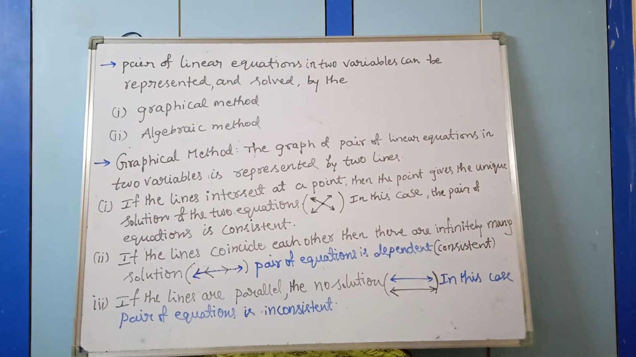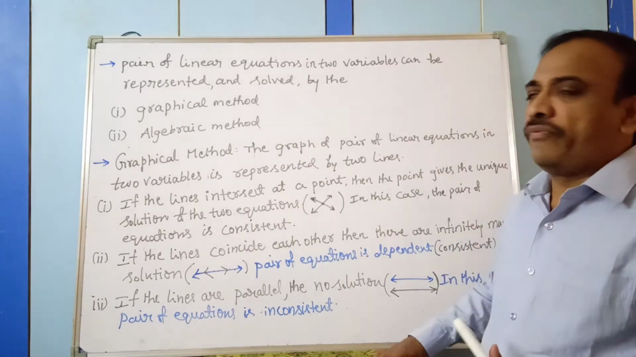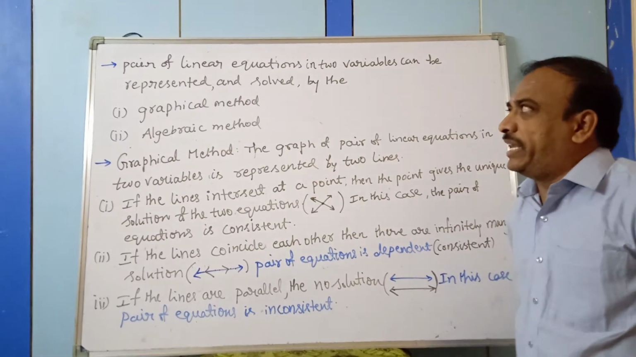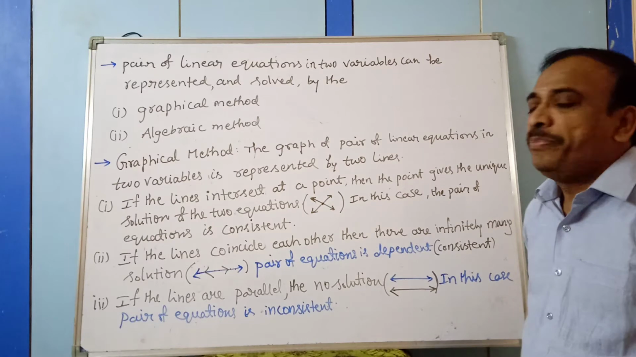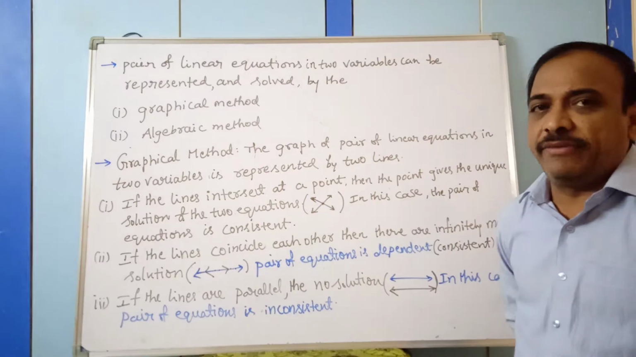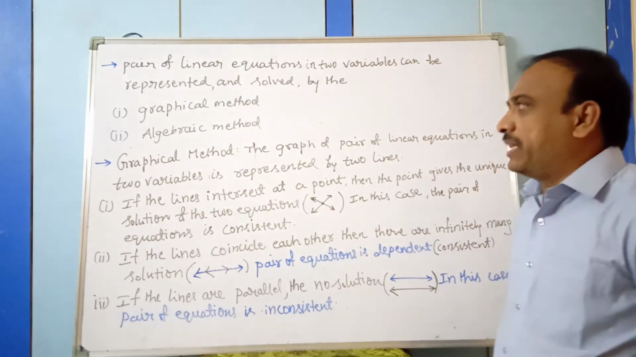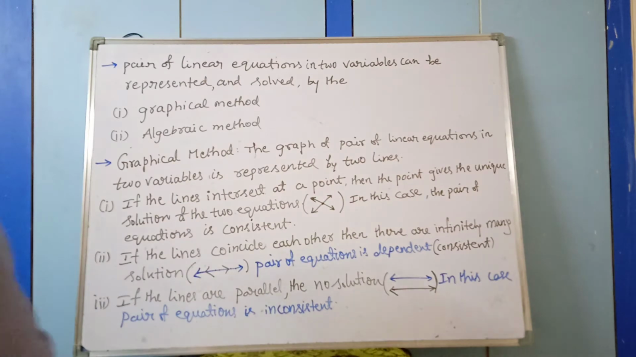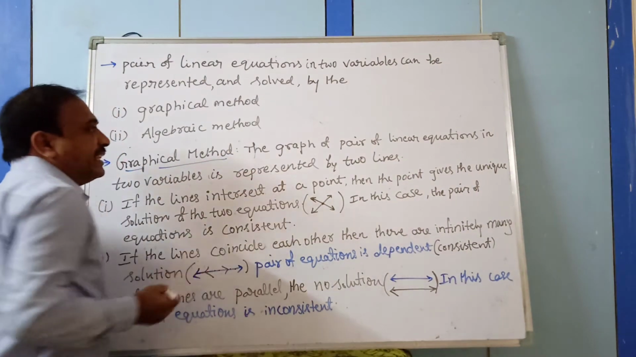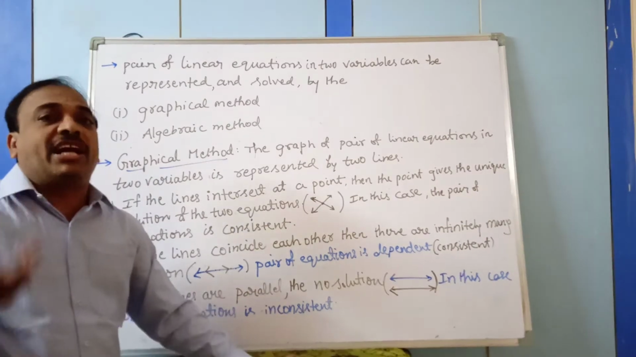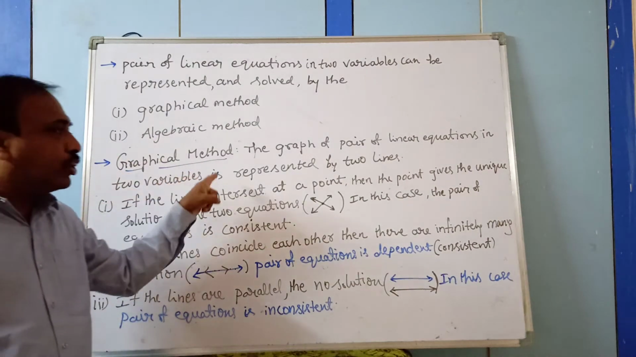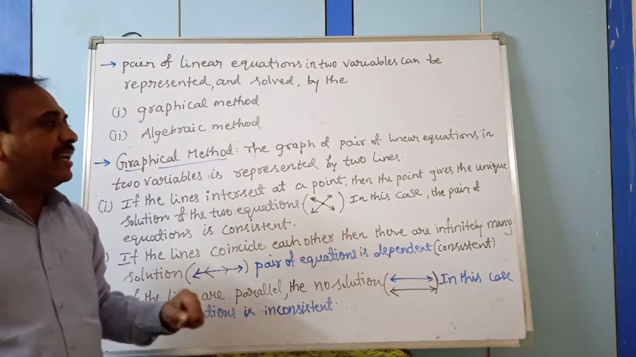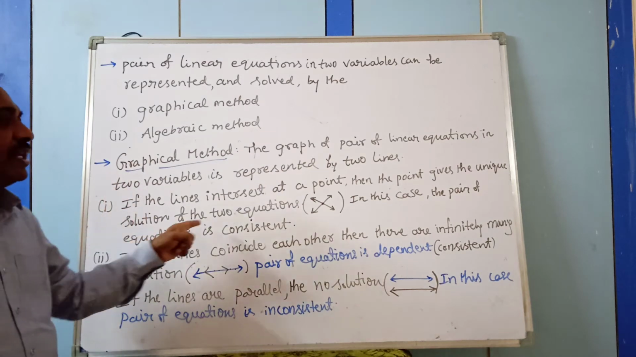Now, just now we discussed how algebraically and graphically, so these are the main points which we need to remember. A pair of linear equations in two variables can be represented and solved by graphical method and algebraic method. When we draw the graph of a pair of linear equations in two variables, it is represented by two lines. So if the lines intersect at a point, then the point gives the unique solution of the two equations.